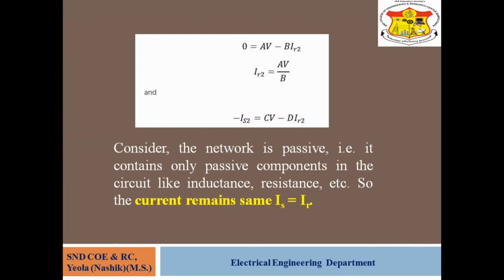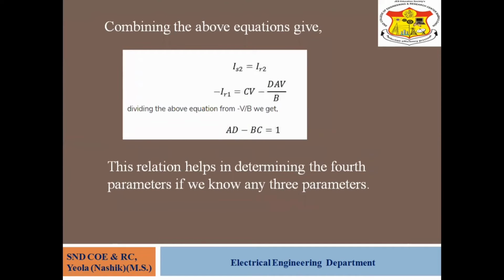Consider the network is passive, that is, it contains only passive components in the circuit like inductance, resistance, etc. So the current remains the same. So the sending end current is equal to the receiving end current. By combining the above equations, we get IS2 equal to IR2. Next, minus IR1 is equal to C into V minus D into A into V divided by B. Dividing the above equation by V by B, we get AD minus BC equal to 1.